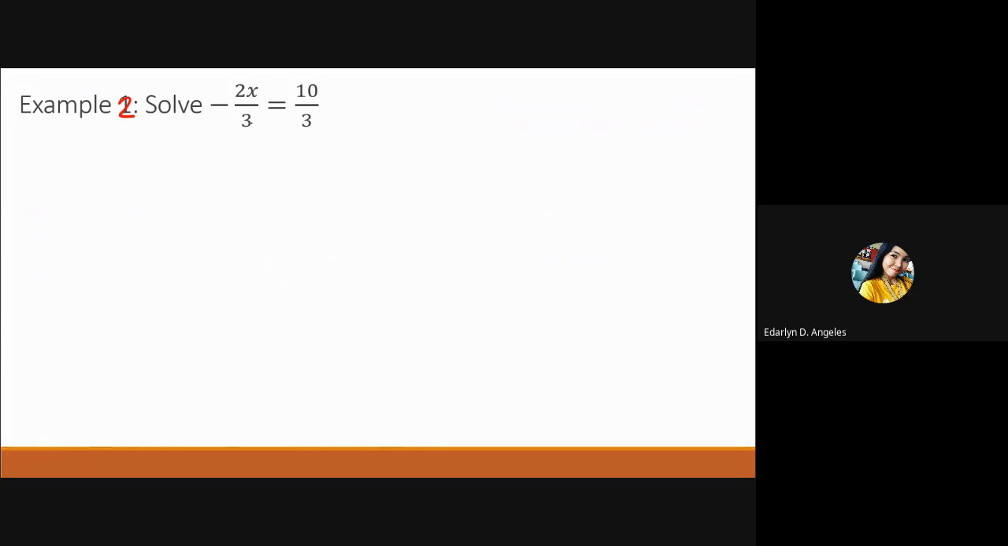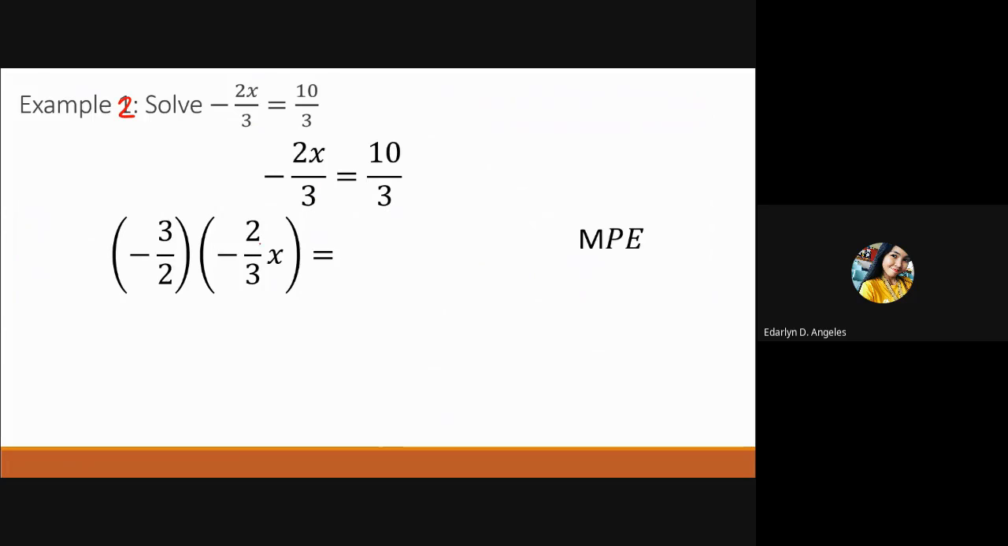For us to make it equal to 1, again, we need to make use of MPE, or multiplicative property of equality. So we need to multiply the multiplicative inverse of negative 2/3, or the reciprocal, to both sides of the equation. So what is the reciprocal of negative 2/3? That would be negative 3/2. So there, we multiplied negative 3/2 on the left. Of course, we should do it also on the right side.